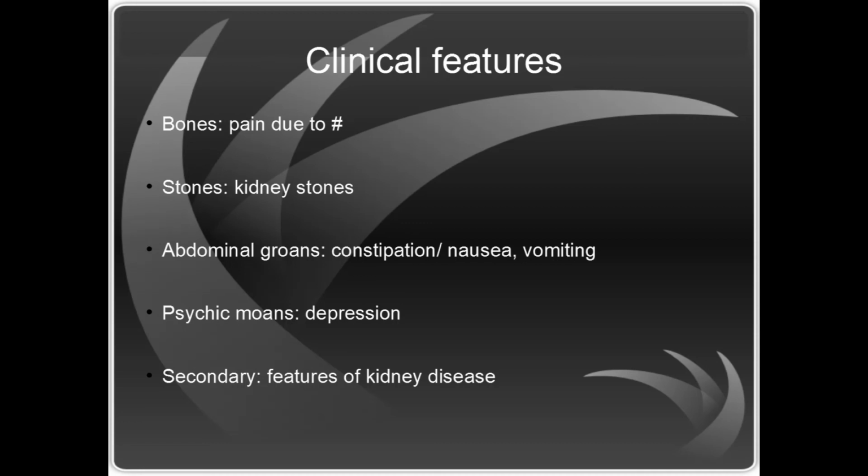Abdominal groans are because of constipation, nausea and vomiting. Then psychic moans, because hyperparathyroidism leads to depression. Then there are additional features which include features such as edema or anuria, oliguria, etc. These are features of secondary hyperparathyroidism which occurs due to kidney failure.